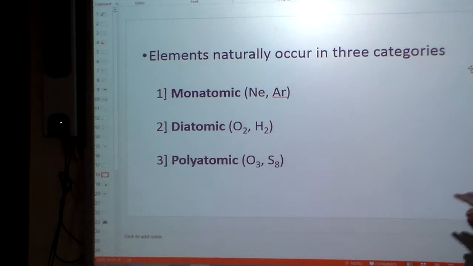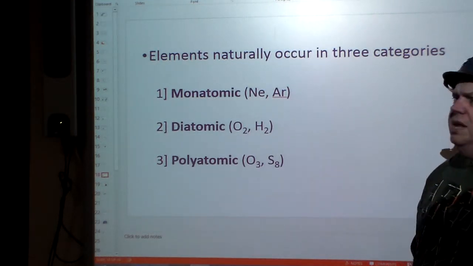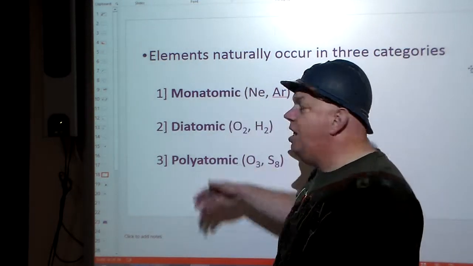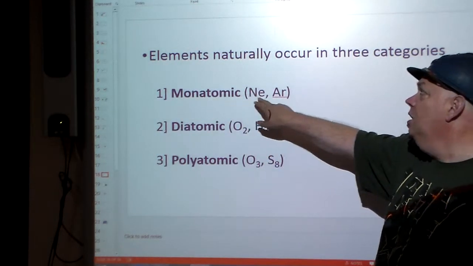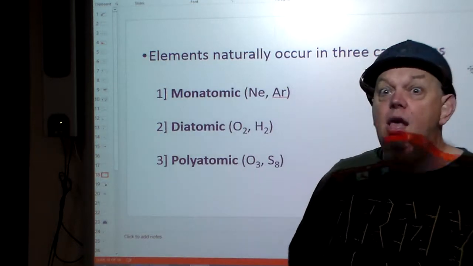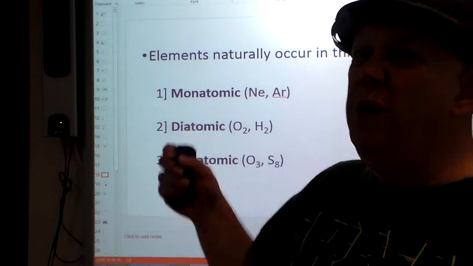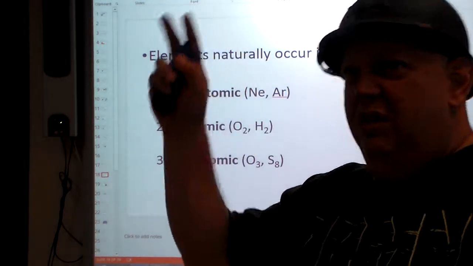Okay? Now, elements naturally occur in three categories. Well, what do you mean naturally occur? We find them in nature in either one of these possible states. It could be monatomic by themselves, like neon and argon and helium. Those tend to be the loners. They don't necessarily hook up with anybody else. They just don't. They're on their own doing their thing.